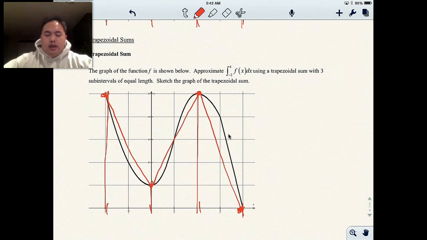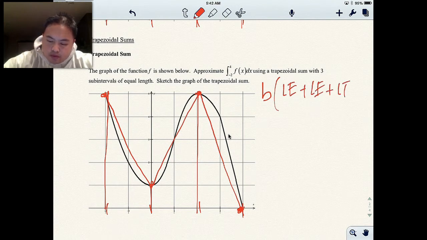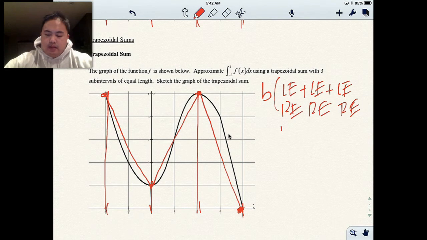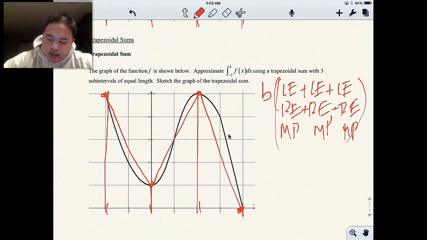Okay, remember, for the left, right, and middle endpoints, we did the base, and then we did left endpoint plus left endpoint plus left endpoint. Or for some of them we did right endpoint, right endpoint, right endpoint. Or for the last one, we did midpoint, midpoint, midpoint. Okay. So now you're saying, how do I do this for a trapezoid? A trapezoid is still the same thing. What you're going to do is still the same thing.